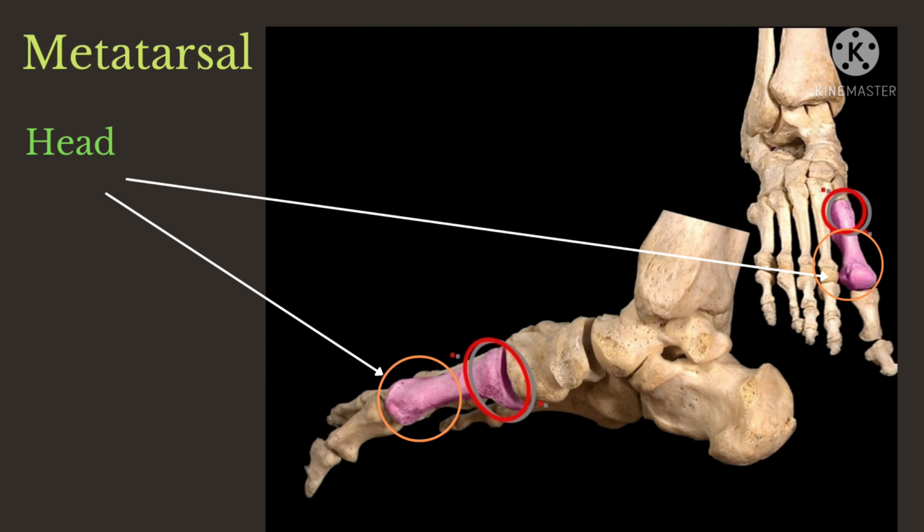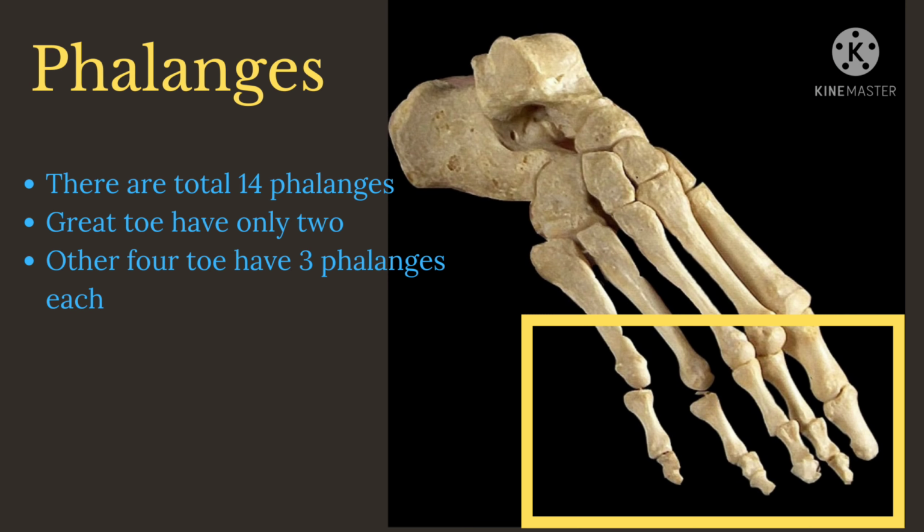So now let us go to the next thing, that is the phalanges. So we have studied the 5 metatarsals. Now we are going to study the phalanges. These phalanges are a total of 14 in number. The greater toe has only 2, and the other 4 toes have 3 each. So 4 into 3 is 12, and then add 2 for the greater toe, then it comes to 14. So we will see how these phalanges have been distributed.